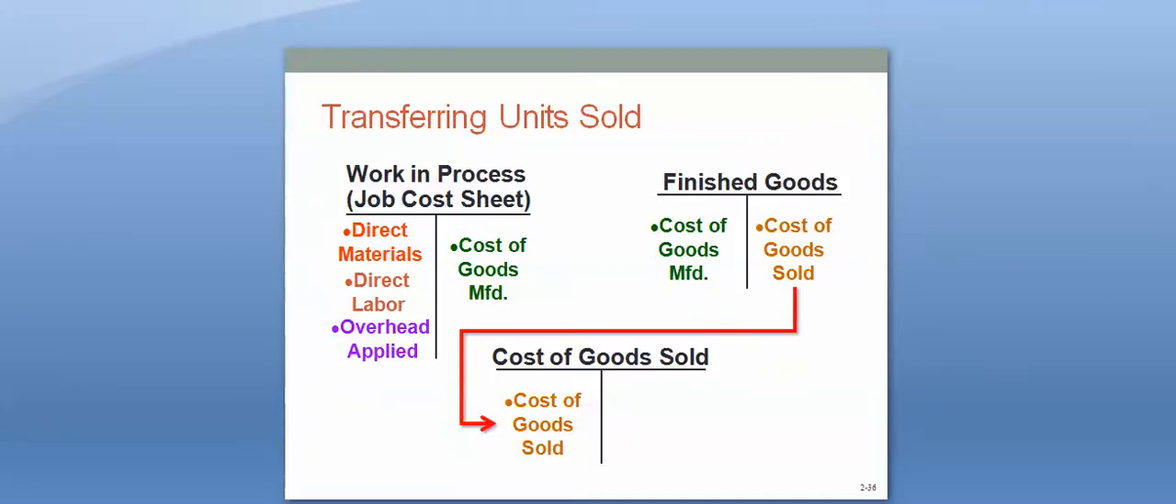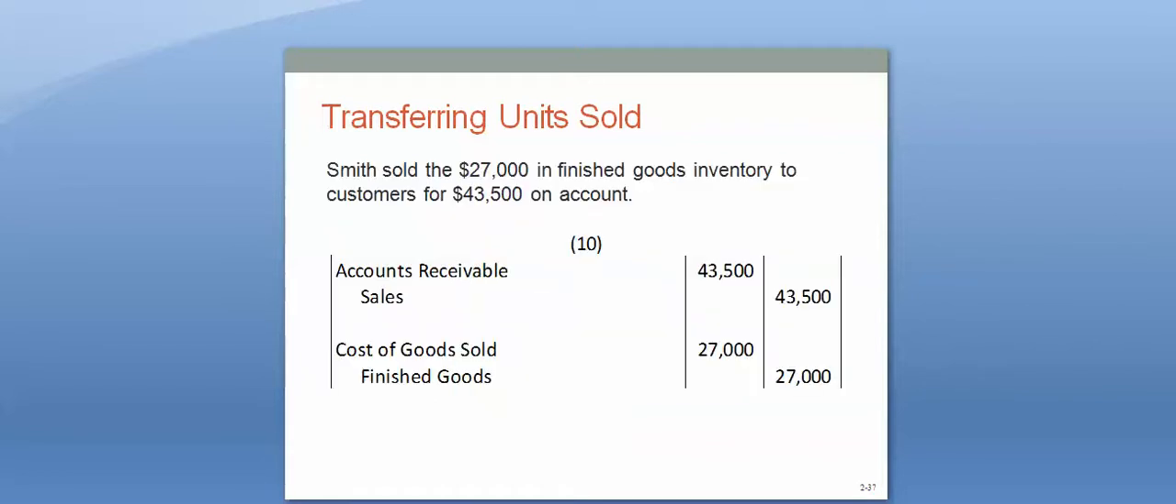Finally, once we sell or ship those units to a customer, we will take them out of finished goods with a credit and move them into, or match them with, the revenues they're generating with a debit to cost of goods sold. Let's assume that's $27,000 in finished goods we have shipped to a customer on account, and the selling price was $43,500. We will credit sales for $43,500 and debit accounts receivable.